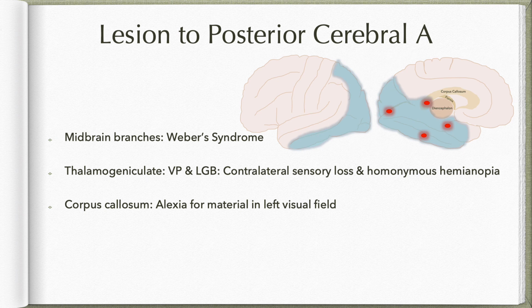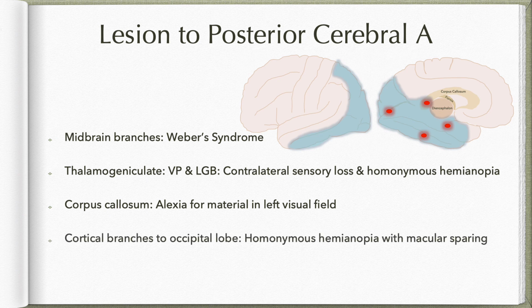If the branch supplying the corpus callosum is involved, the patient will have alexia for material in the left-sided visual field. Again, same reason. Whatever the patient is seeing in the left half of the visual field will reach his right-sided visual cortex. Now this information has to pass to the left side for it to be verbalized or read. But for that to happen, the corpus callosum has to be intact. Because of the involvement of the splenium, the patient will have alexia for whatever is present in the left half of the visual field.